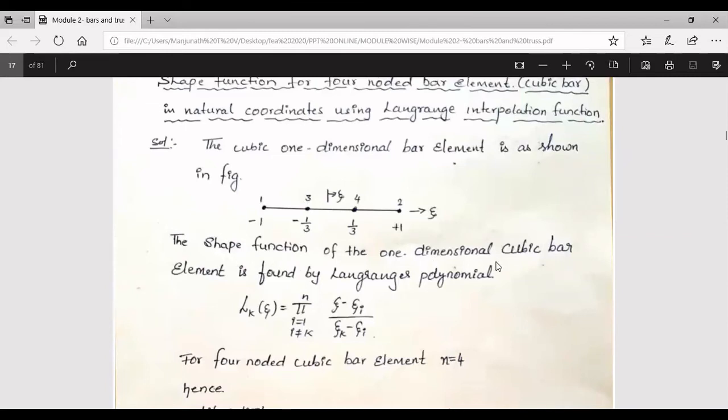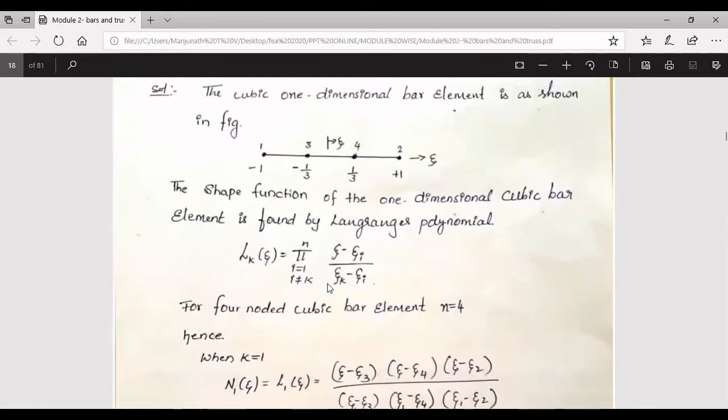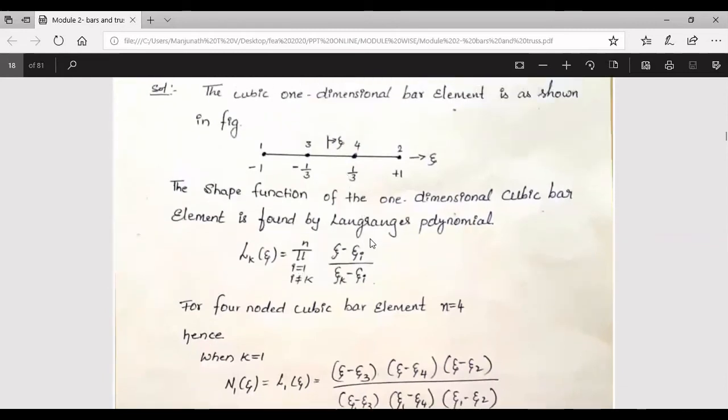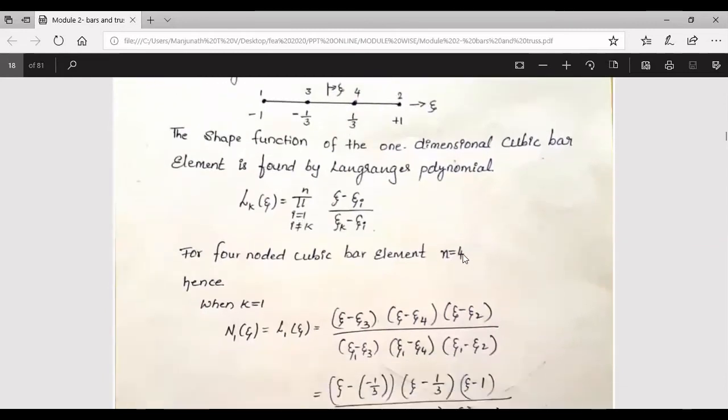The shape function of the one-dimensional cubic bar element, using Lagrange's equation, is L_k of zeta equal to the product over i equal to 1 to n, i not equal to k, of zeta minus zeta i divided by zeta k minus zeta i. Using this Lagrange's function again, we can find the shape functions at node number 1, 2, 3 and 4. Now, as this has 4 nodes, n is equal to 4.